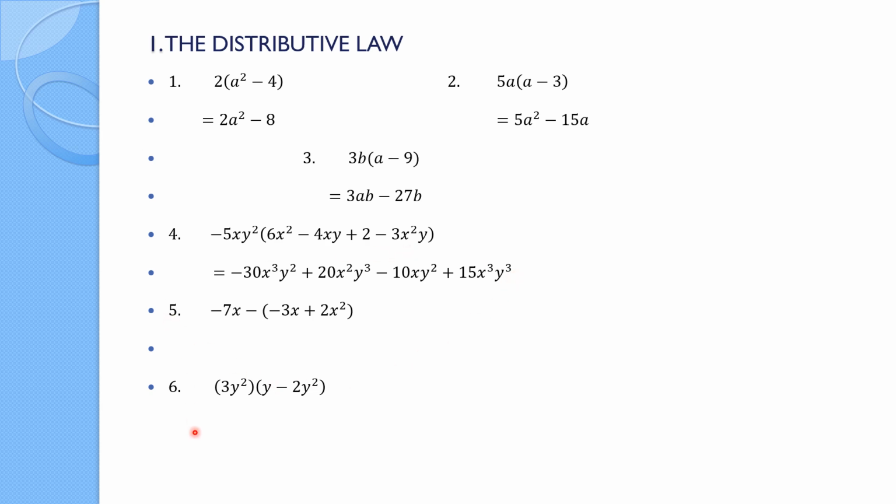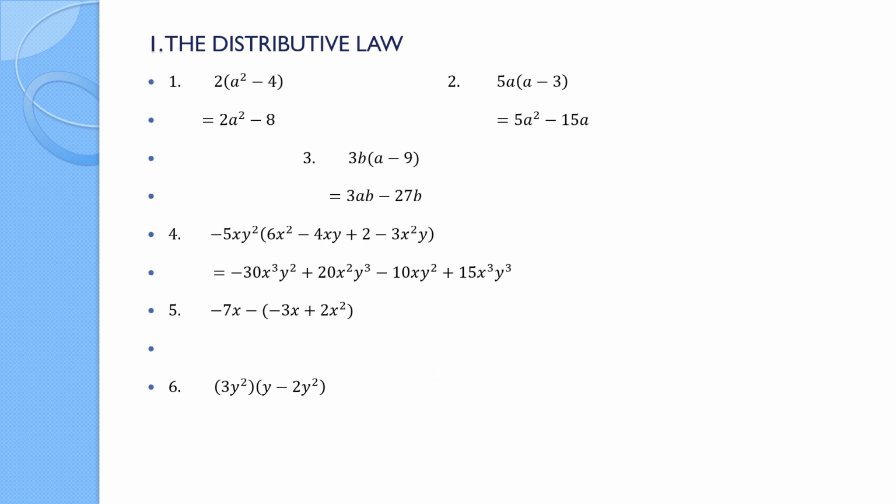Number 5 and 6, you can attempt to finish, but here I'm just testing whether you can multiply the negative in there, so that would become negative times negative gives me positive 3x, and negative times positive 2x squared, which will give me negative 2x squared. So you technically would have minus 7x plus 3x, which gives me minus 4x plus 2x squared. Number 6, you can now also go attempt on your own.